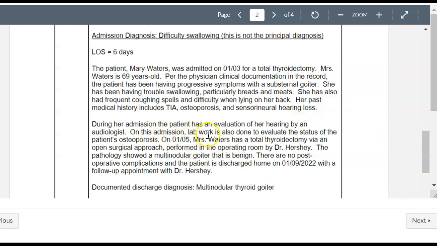Same thing with the lab work. The lab work's going to be billed and we need a diagnosis to justify that lab work. And that diagnosis is going to be the osteoporosis. Okay? Because they, again, are doing the lab work to probably see if it's gotten any worse, any better, where they're at that point. So hopefully that makes sense on why we are coding that.